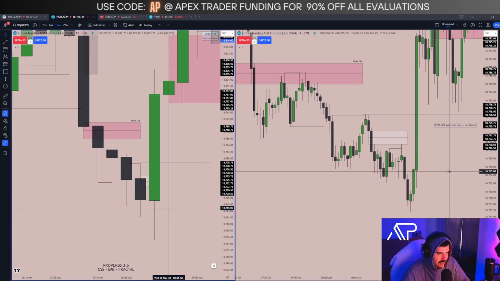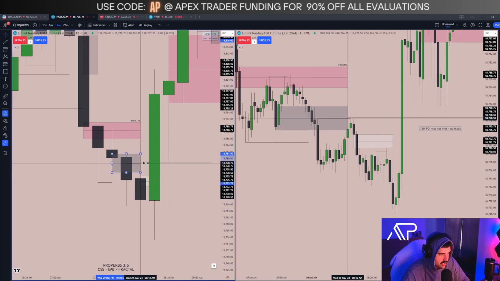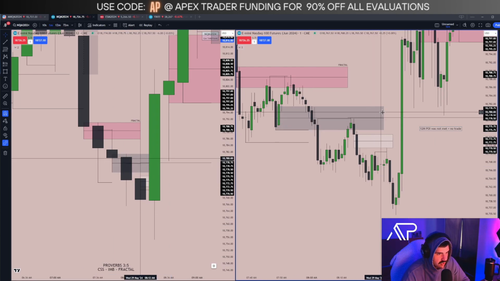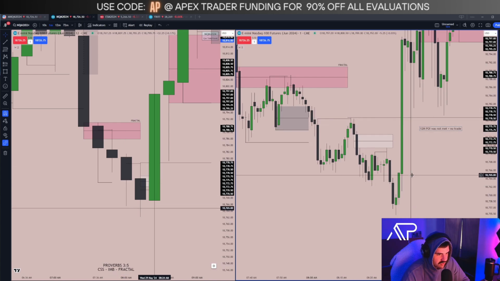Now, this one is a little too close to open for my liking. We do see price form a fractal right here. Price comes up. Let me move this back over. It sweeps this high right here, closes back within range, then we get some nice displacement back into the range.